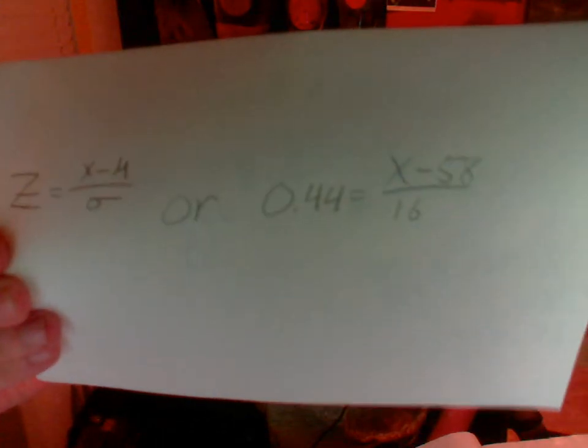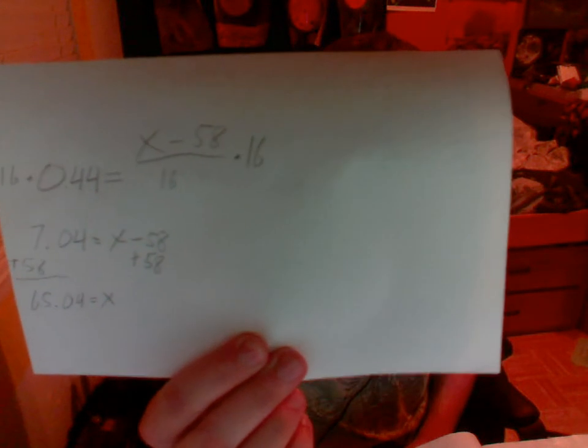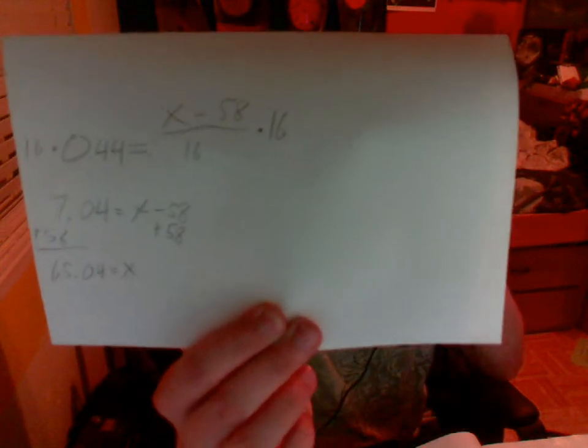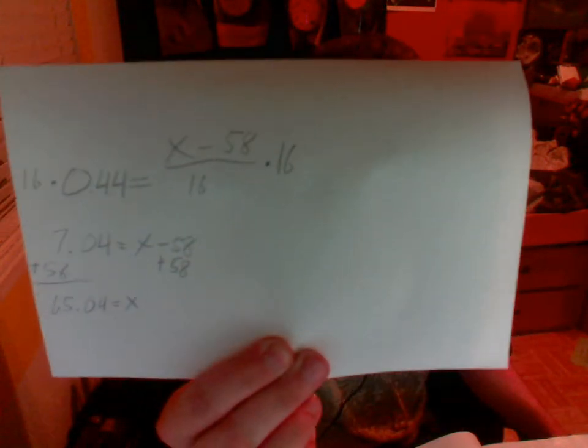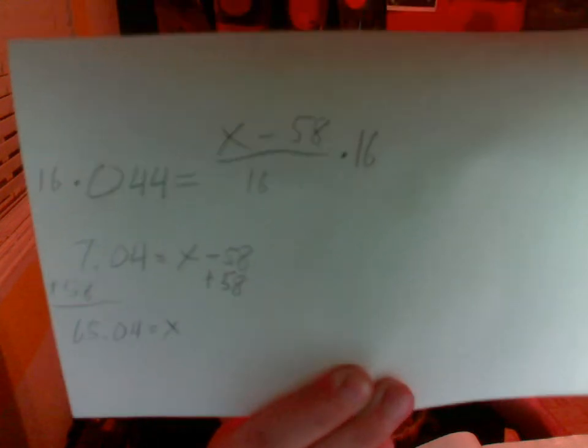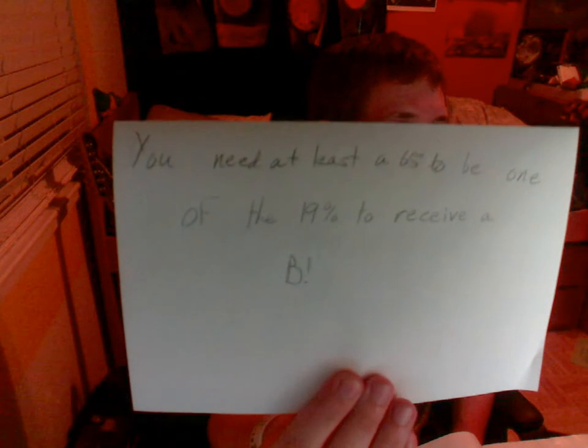Now we apply that to the formula that we used earlier. Z equals x minus the mean over the standard deviation, or 0.44 is equal to x minus 58 divided by 16. Now we just implement that again. You multiply each side by 16 to get rid of the division. So it'd be 16 times 0.44. You can use a calculator, which makes it a lot easier. I have it all written down beforehand. Now, 16 times 0.44 is 7.04. So you end up with 7.04 equals x minus 58. Now you add 58 to both sides, and you get x equals 65.04, or just 65. Now you need at least a 65 on your test in order to receive a B.